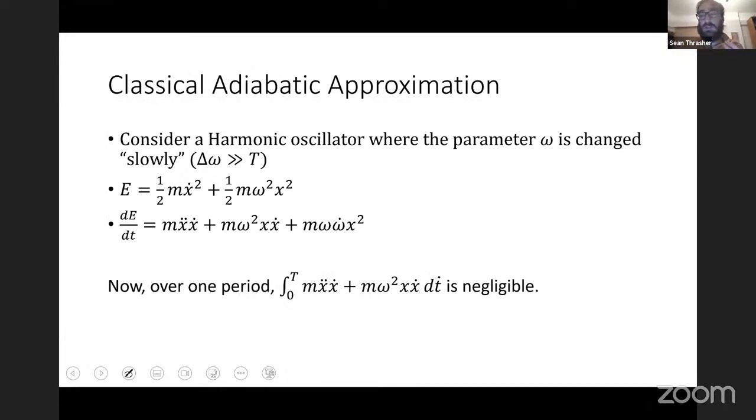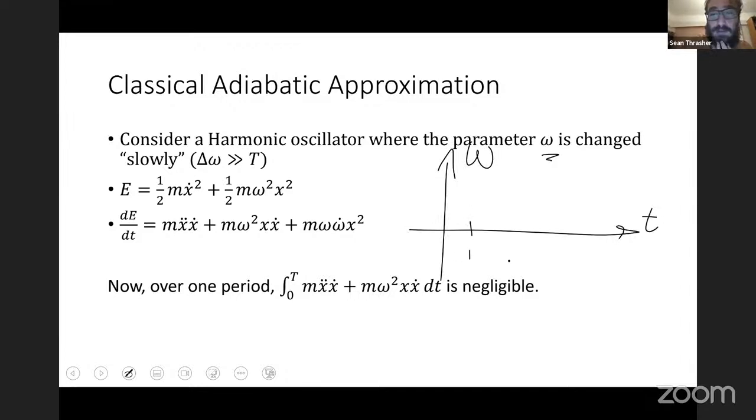So imagine that we've got a harmonic oscillator and the parameters change slowly. What I mean by this specifically is that you've got a time scale associated to the oscillations of your system, and you want to gradually change omega compared to that time scale. So if this is omega here, and this is your time, T, where capital T stands for the period, then I want to make omega change really gradually compared to the time period.